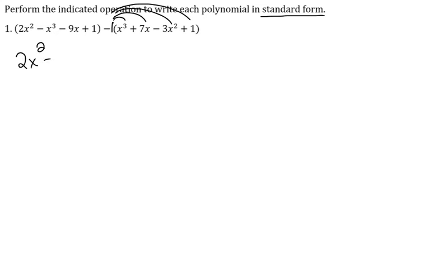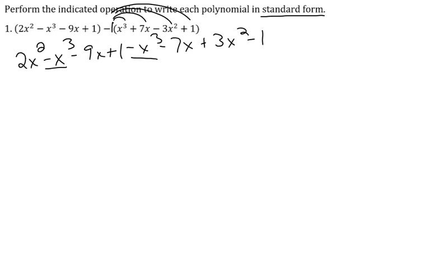So 2x squared minus x cubed minus 9x plus 1 minus x cubed minus 7x plus 3x squared minus 1. I went through and I distributed that -1 in. Now we need to combine like terms. I see the highest power here is an x cubed. I have a negative x cubed and a negative x cubed, which means I have negative 2x cubed.